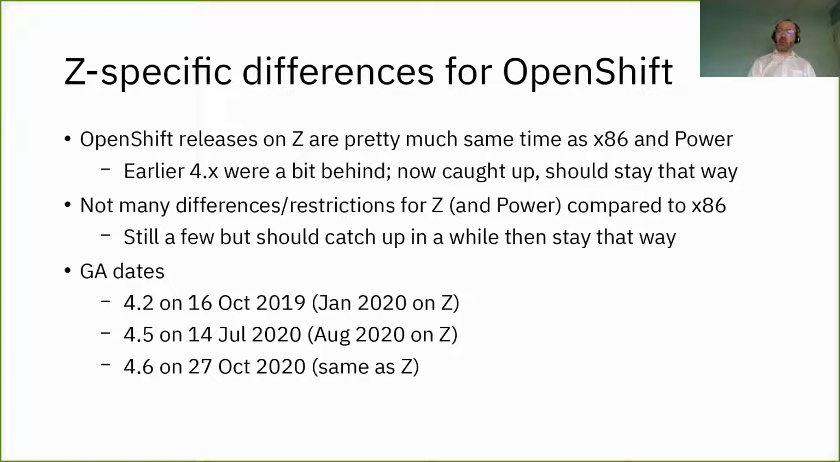4.6 is there on Z and Intel and probably Power, and we should really stay caught up now. It's not one of these things where we will forever be behind the curve. And there aren't many differences and restrictions for Z and for Power. I'll mostly be talking about Z, of course, but be aware that a lot of these comparable statements are the same for Power as well. There are still a few, but again, we should be caught up in a while and then stay that way.